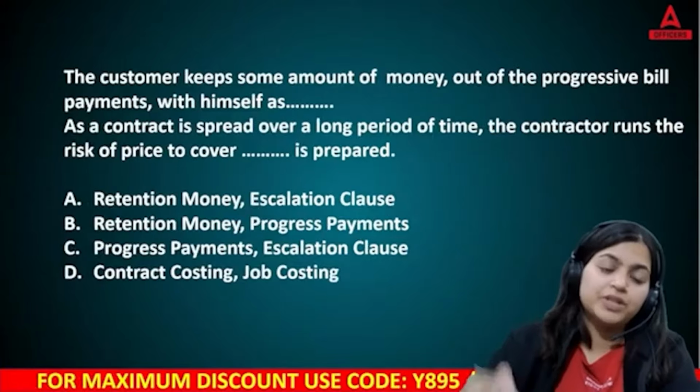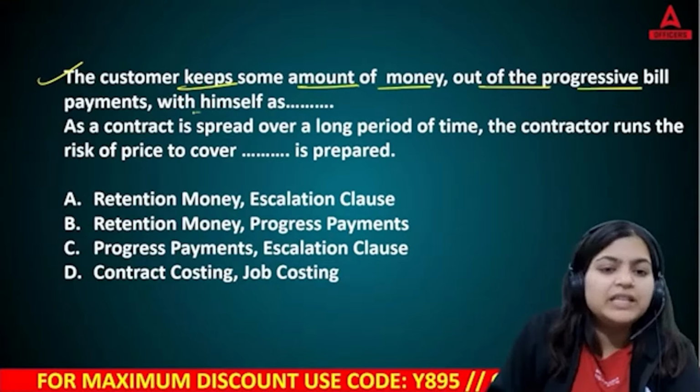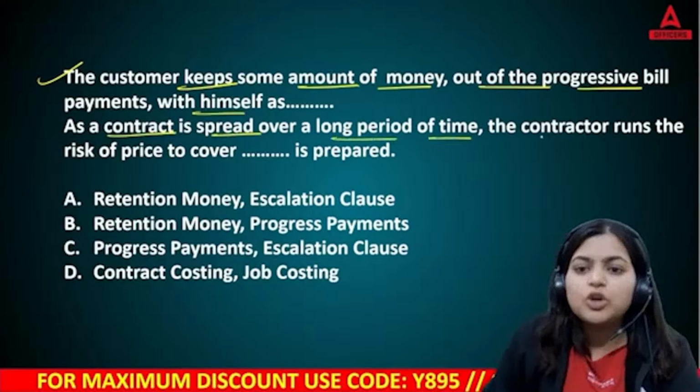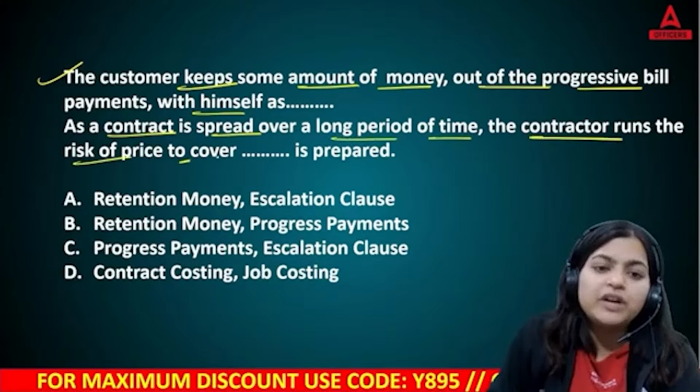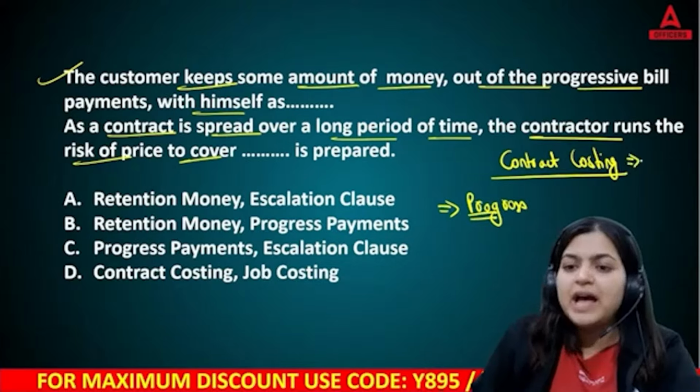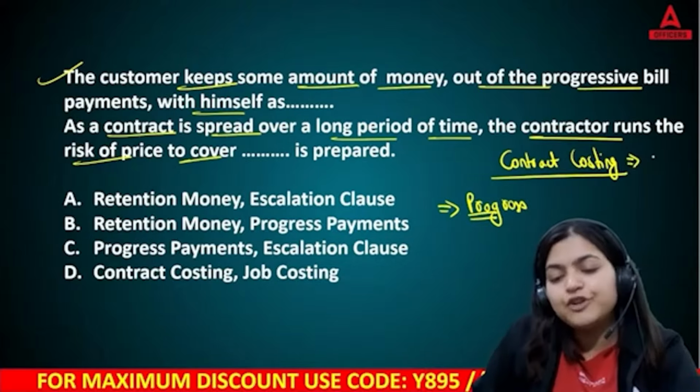Next: the customer keeps some amount of money out of the progressive bill payments with himself, called dash. As a contract is spread over a long period of time, the contractor runs the risk of price increases, to cover which dash is prepared. Now remember, under contract costing there is one term which is related to progress payment. So what is the meaning of progress payment? Generally under contract costing, you get a specific job and the life of that job is more than 1 year.